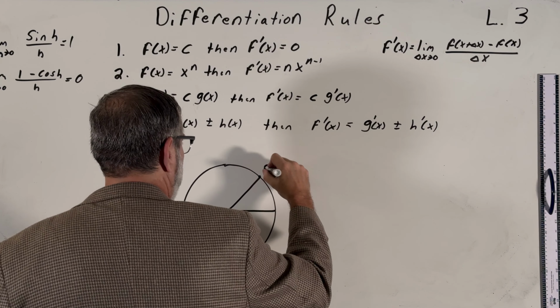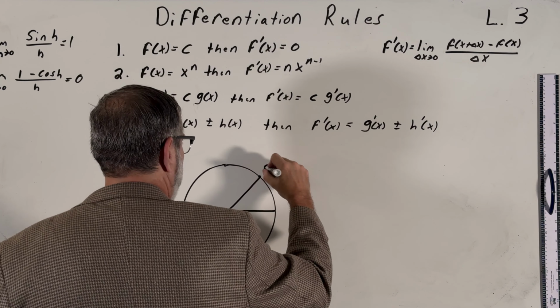I want to drop down a perpendicular. And I'll make another point here. I'll call this point A. I'll call this point B, C. Okay, so, and this is the origin O.